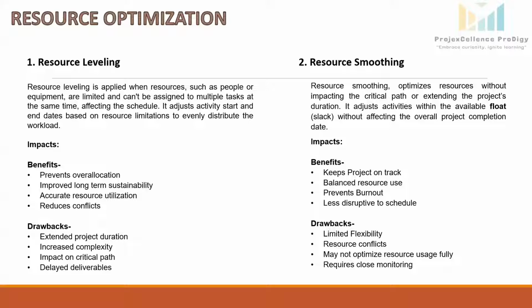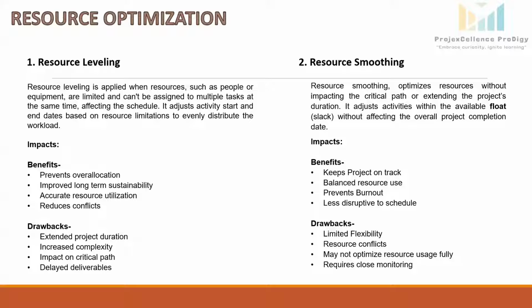Impact on critical path. Resource leveling can affect the critical path by extending the task duration, which will cause delays in the key project milestones. Delayed deliverables. So we are getting the deliverables late. The redistribution of tasks may result in delayed deliverables, especially when tasks need to be spread out to prevent overloading resources.